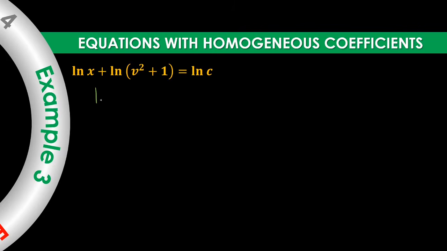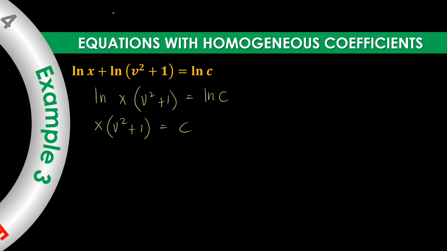So I can write this as ln of x times v squared plus 1 equals ln of c. Since we have ln on both sides, we can eliminate the ln by raising both sides of the equation to e. By doing that, we will be left with x times v squared plus 1 equals c. Okay. Now we will use back substitution.